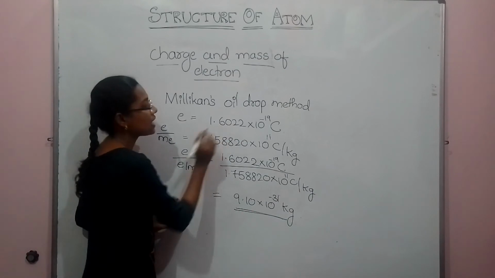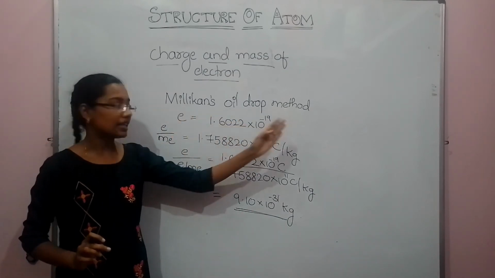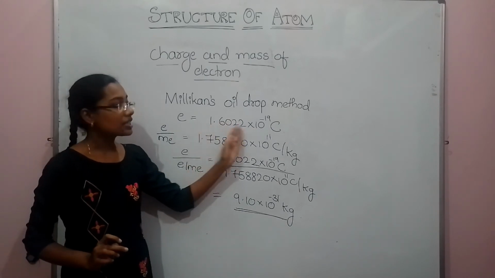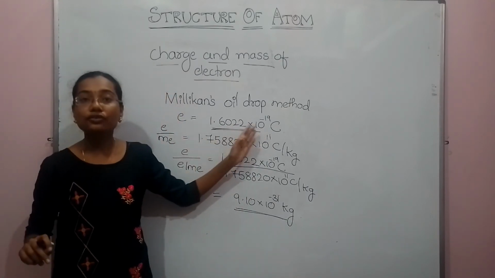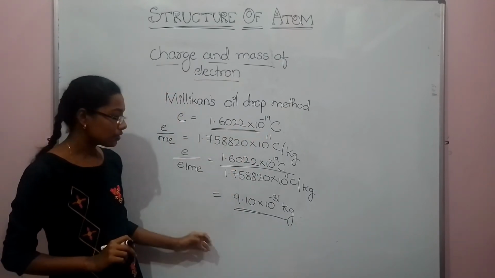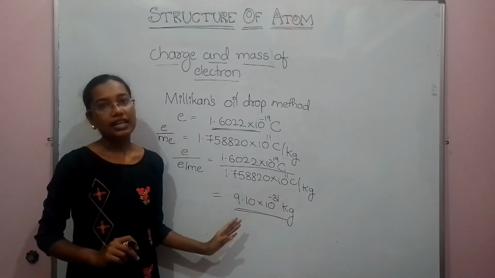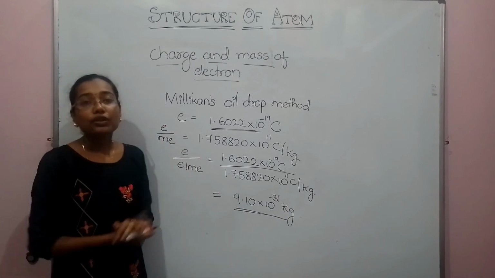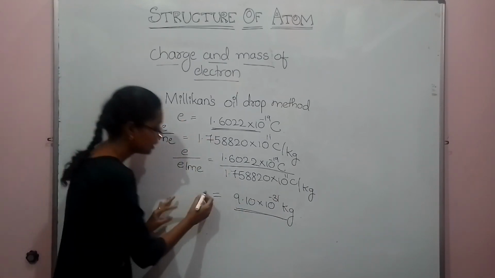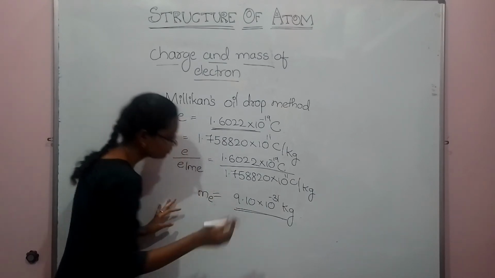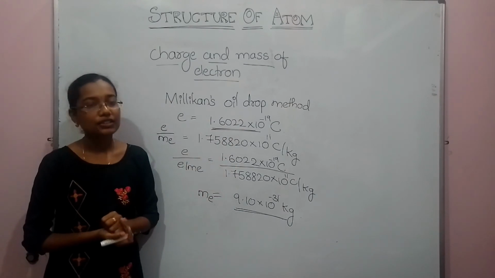And what is the charge of the electron? The charge of the electron, given by Millikan by his oil drop method, is 1.6022 into 10 to the power minus 19 coulombs. And what is the mass of the electron? That is 9.10 into 10 to the power minus 31 kg. At the end, we got to know about the charge of the electron and the mass of the electron. Okay, this is all we have learned in today's video.